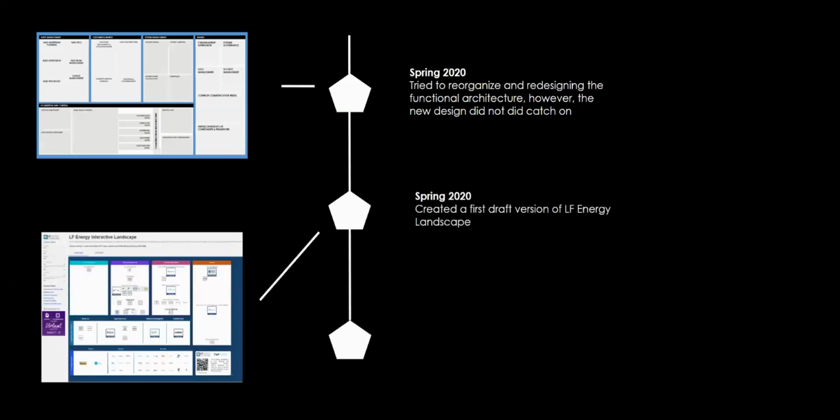Also this spring, we tried to reorganize and redesign the functional architecture. However, the new design did not fully catch on, so for now we decided to go back to the original design. We will give it another try later this year. Also, we created a first draft of the Elevate energy landscape, which Bama will talk more about later in this presentation. And that brings us to today. We will give an update to you all on the Elevate energy functional architecture that we have today.